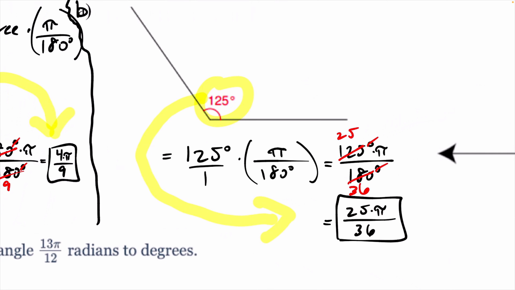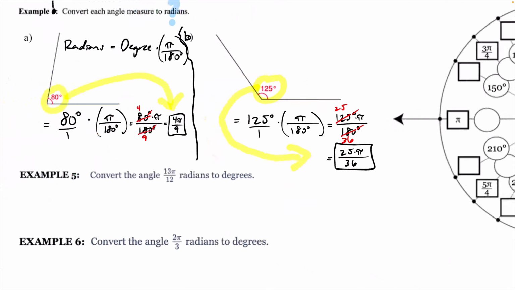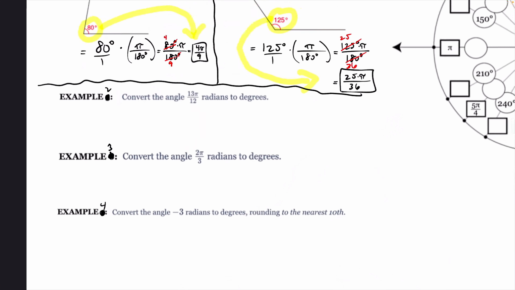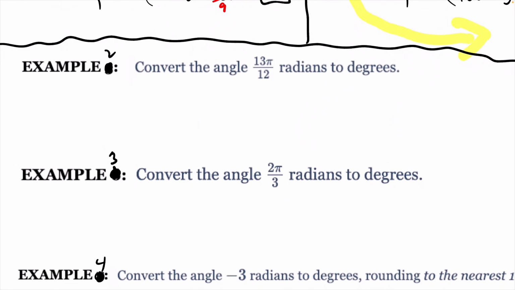Okay? All right, so now let's go in the opposite direction. Now let's go the opposite. So this should be example number 2, 3, and 4. So now they give us radians. They say, hey, here's the radians. It's 13 pi over 12. What is the degrees? So now degrees is the question mark. So we're going to use the bottom.